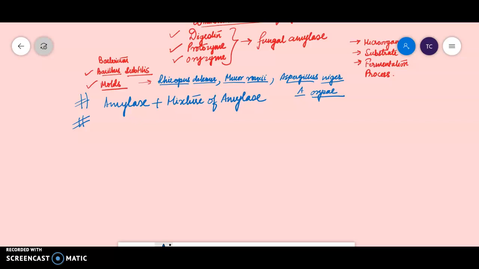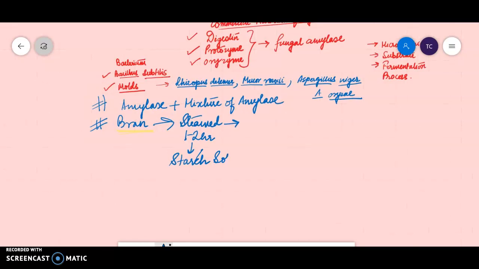That is one point. The next point is that in this method, the bran is thoroughly steamed. So basically the substrate is bran, and this bran is being steamed for 1 to 2 hours. Why do we steam it? We steam it because it makes the starch soluble.